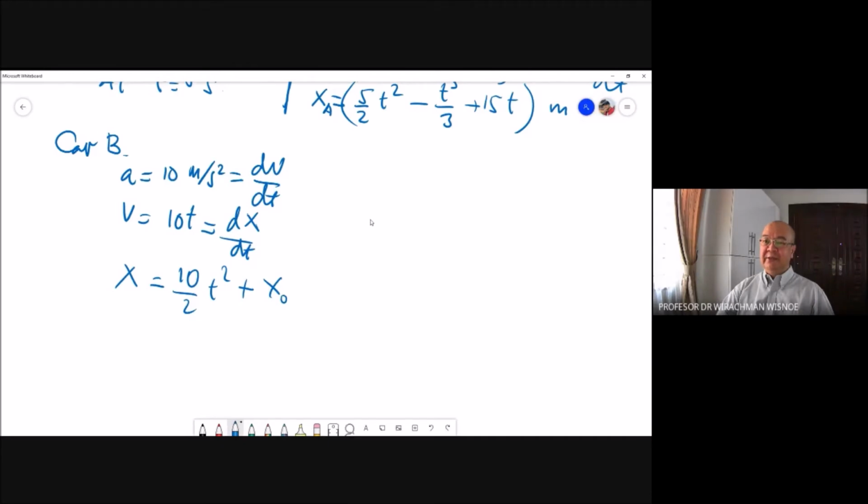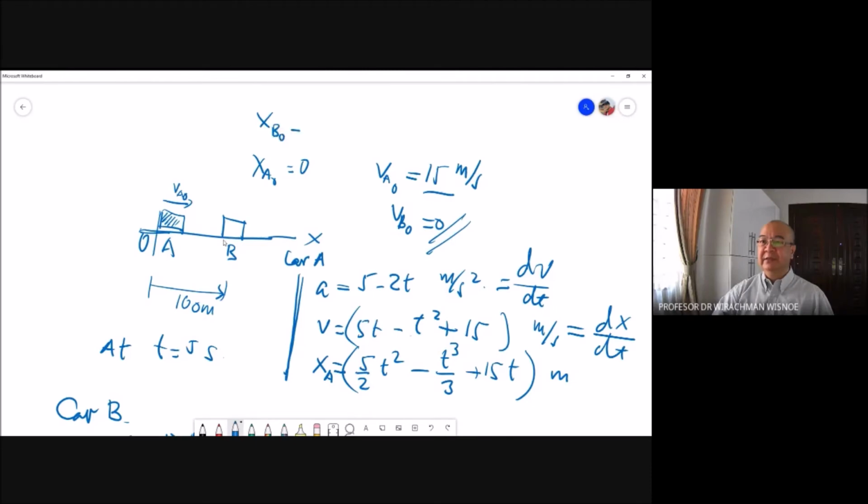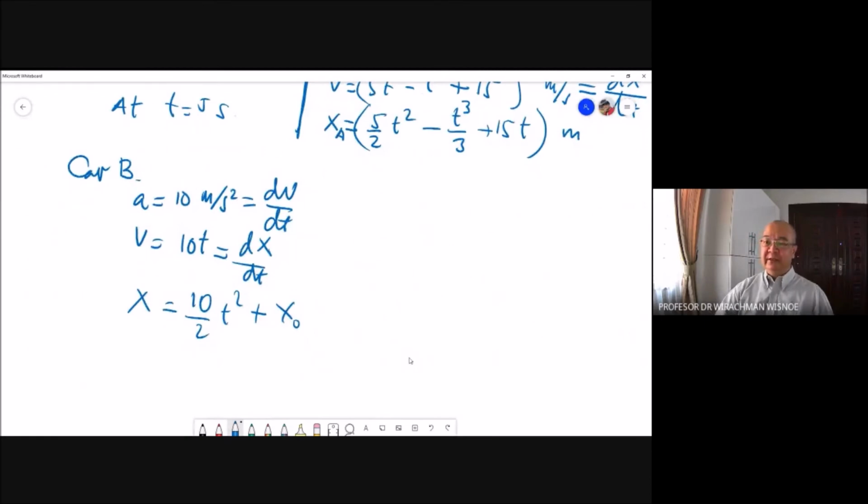X naught, according to the problem, is 100 meters in front. X B naught equals 100 meters. So I replace this one with 100. And I replace this one with 5. 5t squared plus 100 meters, and that is point B. So you have the kinematic equations for car B. You have car A and car B.